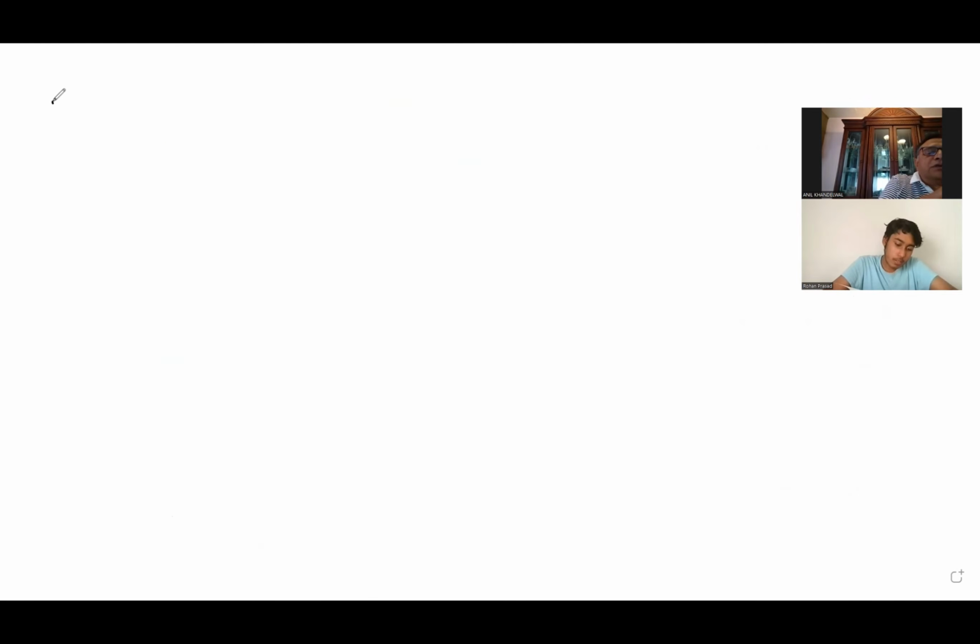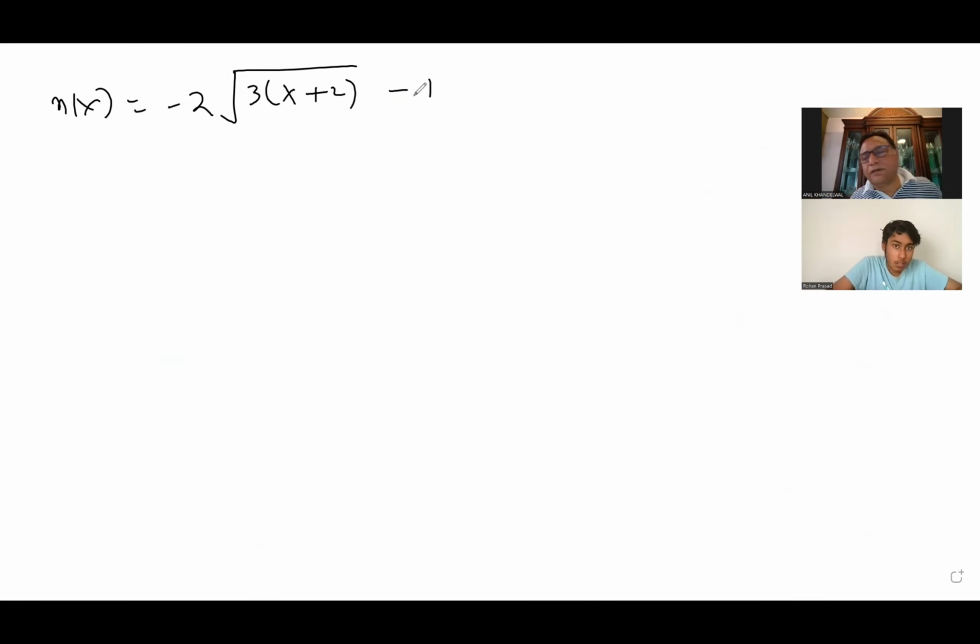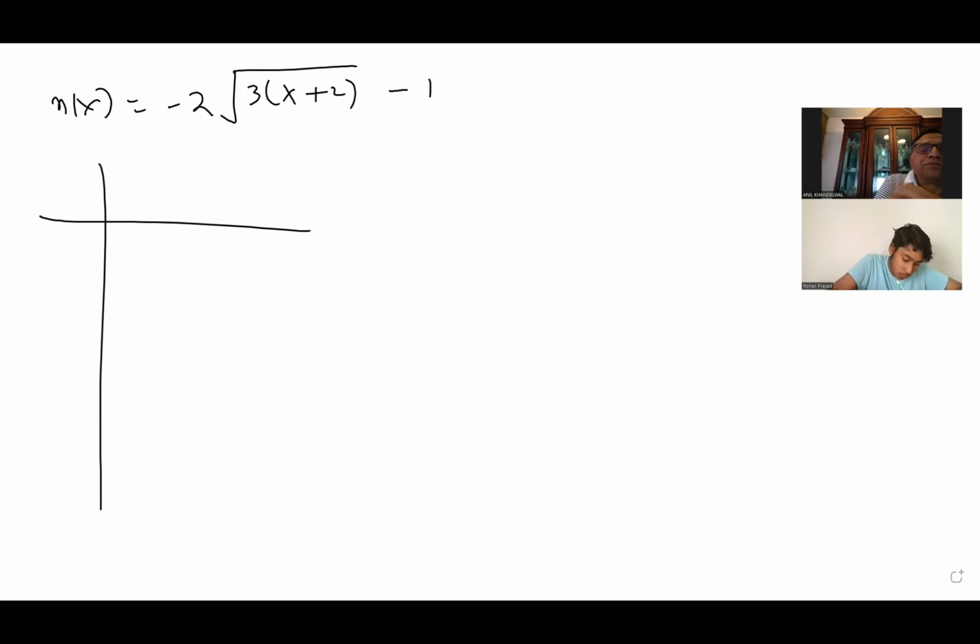So we're talking about the function n of x, which is what? Minus 2 square root of, tell me, minus 1, right? That was the function, correct? Yeah. Perfect. So I'd like you to first draw a table. In the table, we'll write down the key points.